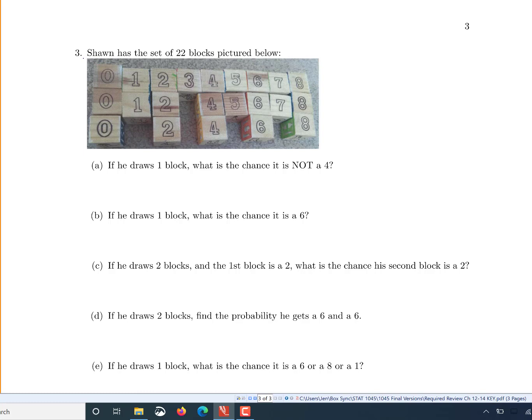Now we'll switch gears back to our chance and probability. So Sean has this set of blocks that you can see here. If he draws one block, what is the chance that it is not a 4? Okay, so anytime you have not, you probably want to use the complement rule. So the chance that it is 4, well, let's see, there are 3 out of 22. So then the probability of not a 4 is going to be 1 minus that. So we get 19 out of 22.